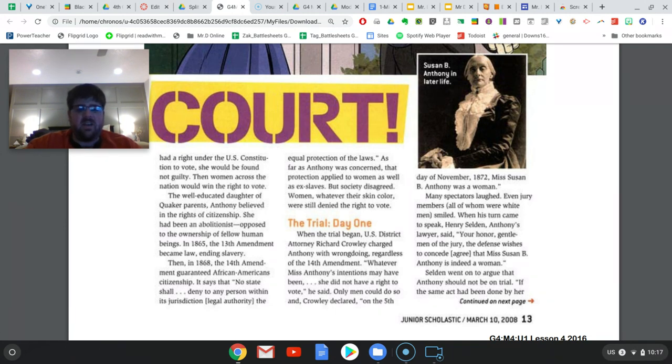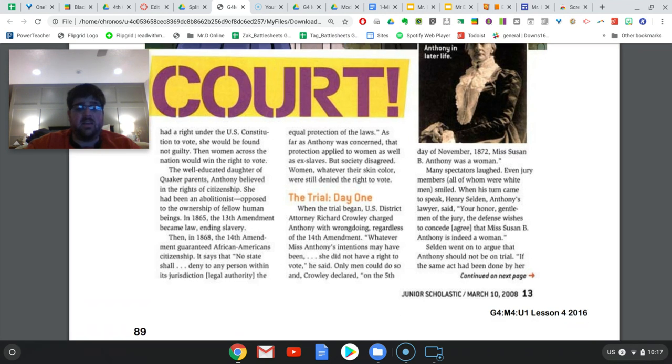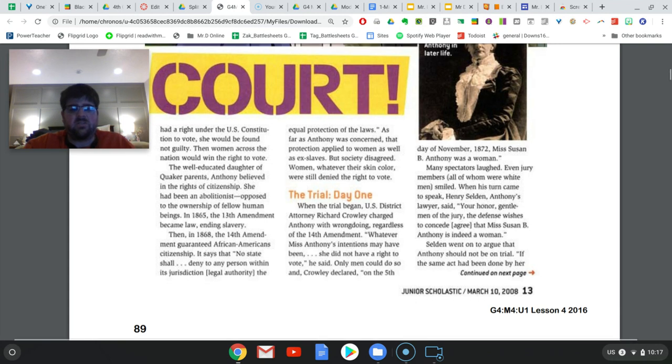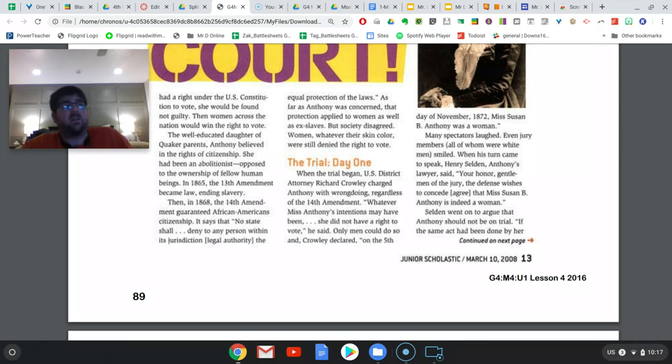In 1865, the 13th Amendment became law, ending slavery. Then, in 1868, the 14th Amendment guaranteed African American citizenship. It says that no state shall deny to any person within its jurisdiction, legal authority, the equal protection of the laws. As far as Anthony was concerned, that protection applied to women as well as to ex-slaves. But society disagreed. Women, whatever their skin color, were still denied the right to vote.